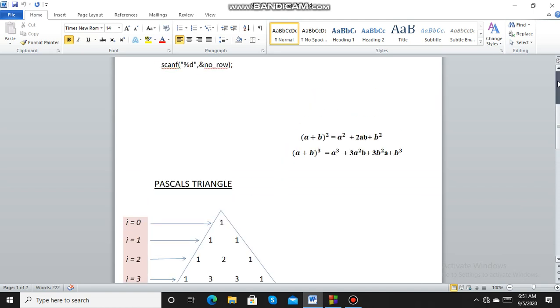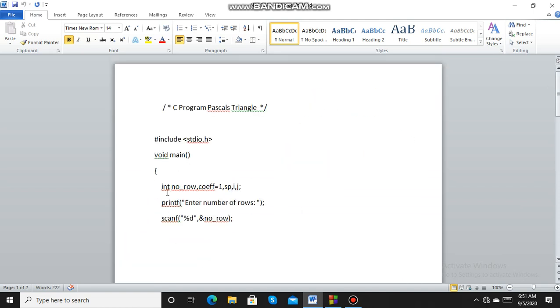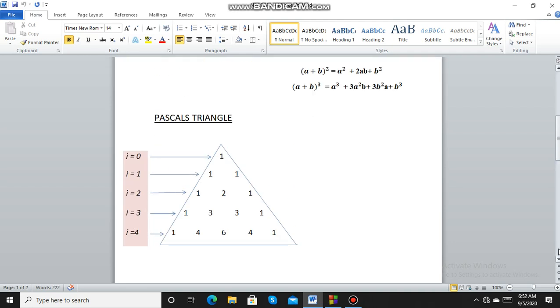Now let us go to the code. In this code I am defining number of rows, coefficient, sp, i and j, all as integers. Coefficient I am initializing with the value of 1. After that I am entering the number of rows. In this case I am giving the number of rows as 5.